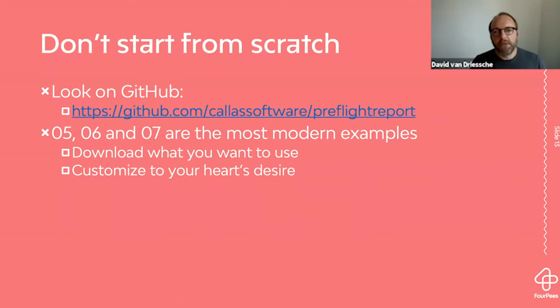In there, you'll see a number of example HTML templates, and the most modern ones, for which the JavaScript that you get is also the most up-to-date and modern, are examples 5, 6, and 7. And I'll show you in a second what those look like as well. They are on GitHub, free for everyone to use. You can just download them and then modify them as you need to generate the report that you want.